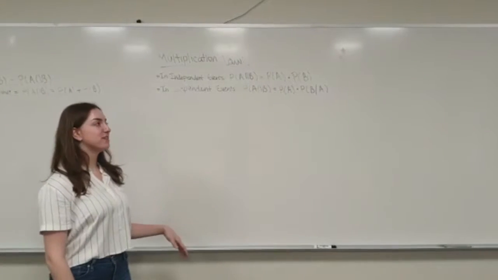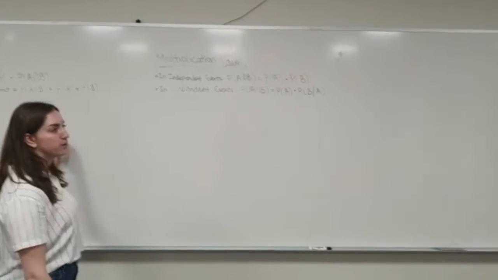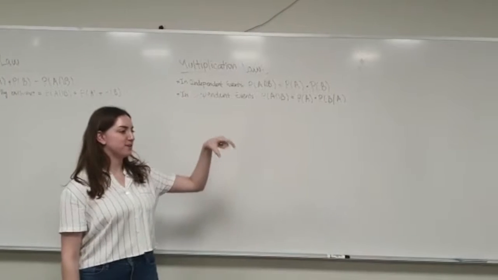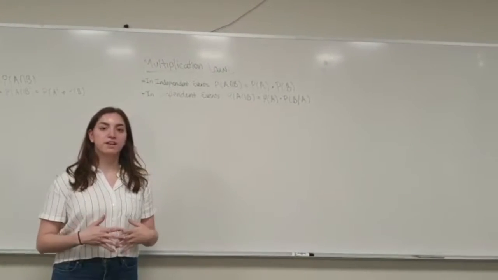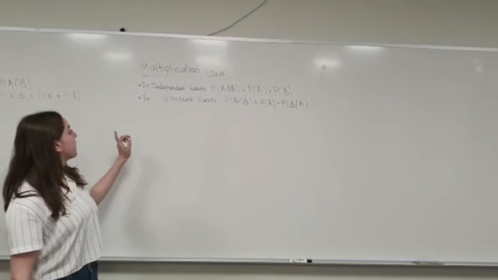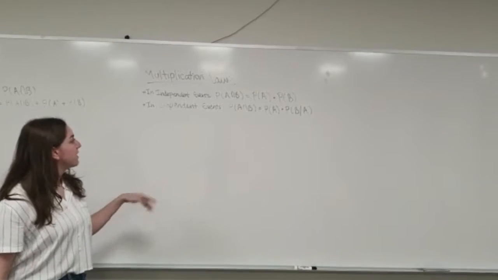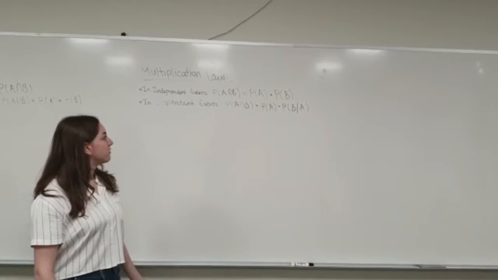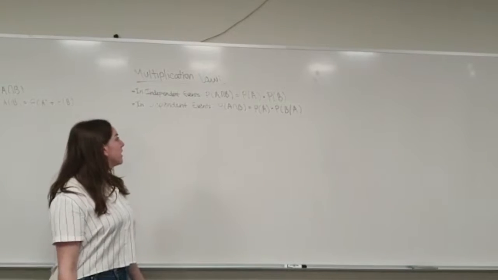Multiplication law is different than addition law because instead of a union, which is the U like this, you have an intersection, which is the U like this. And intersection means that both A and B have something in common. And there are two types of multiplication law. You have the independent event, which is the probability of A intersection B is equal to P of A times P of B. P is probability.